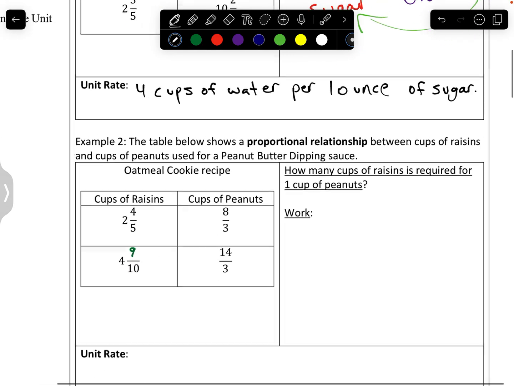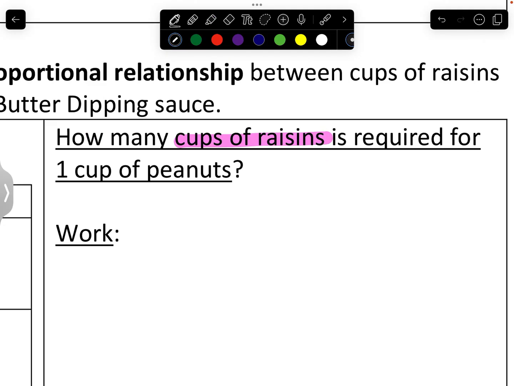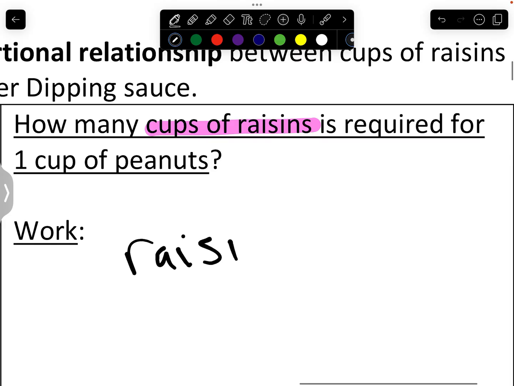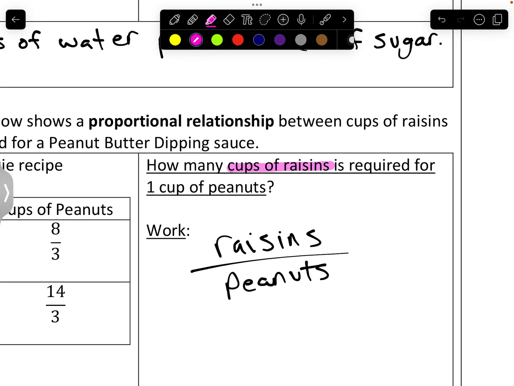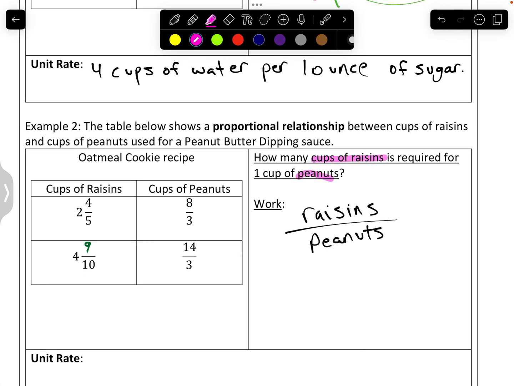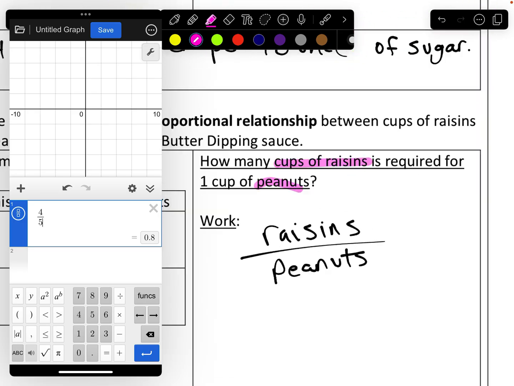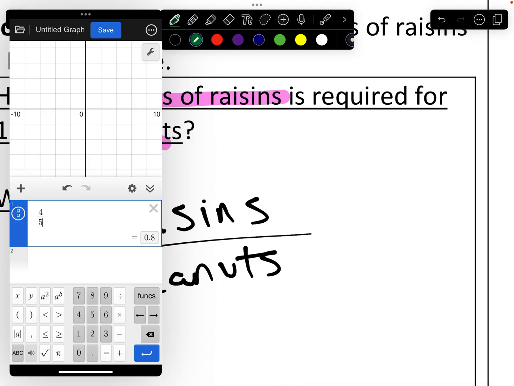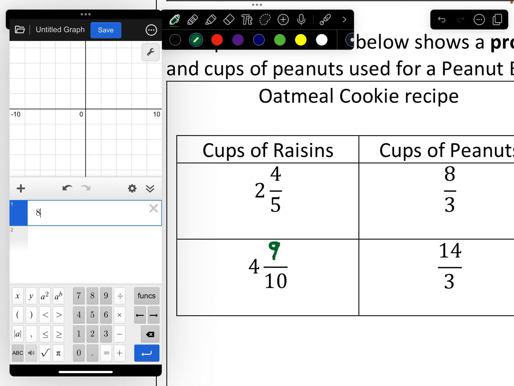All right, well, next one, same thing, you guys. How many cups of raisins? So it says proportional, so we don't need to do all of them. We just need to do one. But how many cups of raisins for every cup of peanuts? All right, well, raisins, let's just use the top one. So 4 divided by 5, 0.8. But there's a 2 in the front, so 2.8. And then over here is 8 divided by 3.